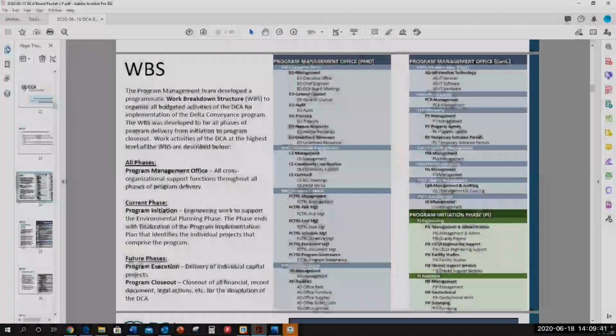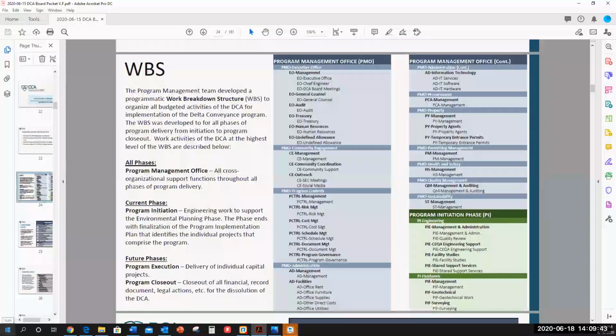We also have a category called the Program Management Office, where we house all of the cross-organizational functions that will extend throughout the life of the program. We are currently in the program initiation phase, which includes the engineering work to support DWR's environmental planning. Next slide.